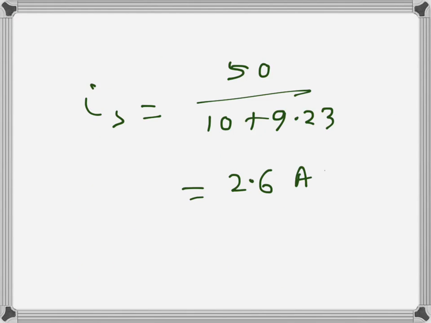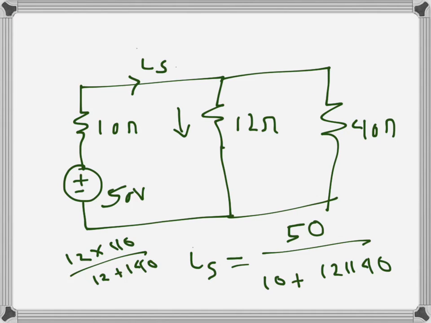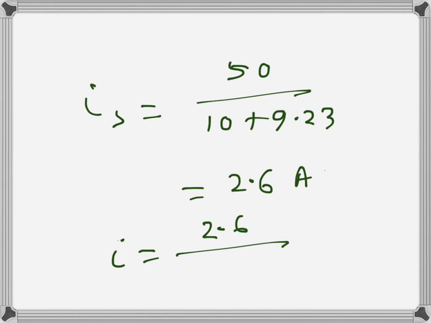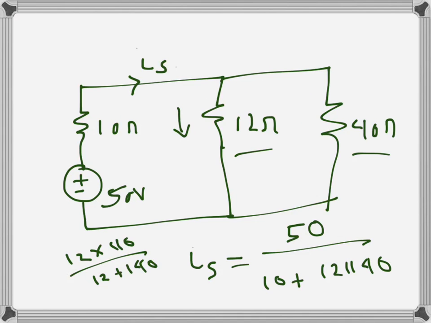Now we need to find I. If we apply the current divider rule, the total current will be divided between these two parallel resistances. So it is the total current divided by the sum of the two parallel resistances, multiplied by the other resistance. If we do that, we get I as 2 amps. So this is our current I, considering only the 50 volt voltage source.